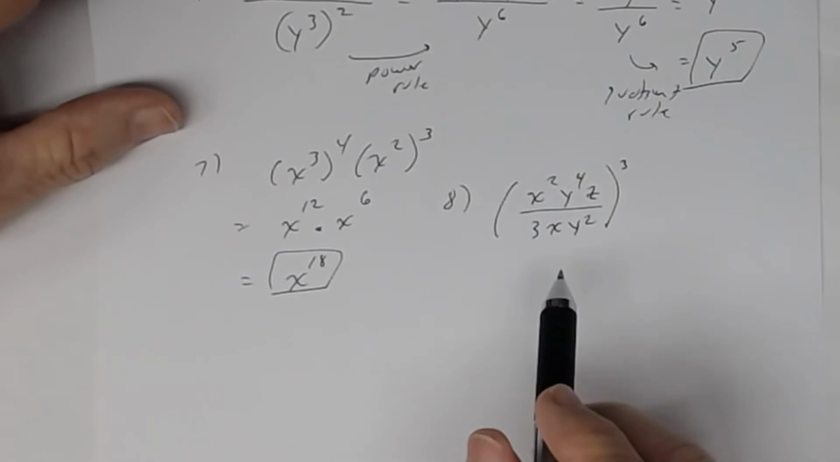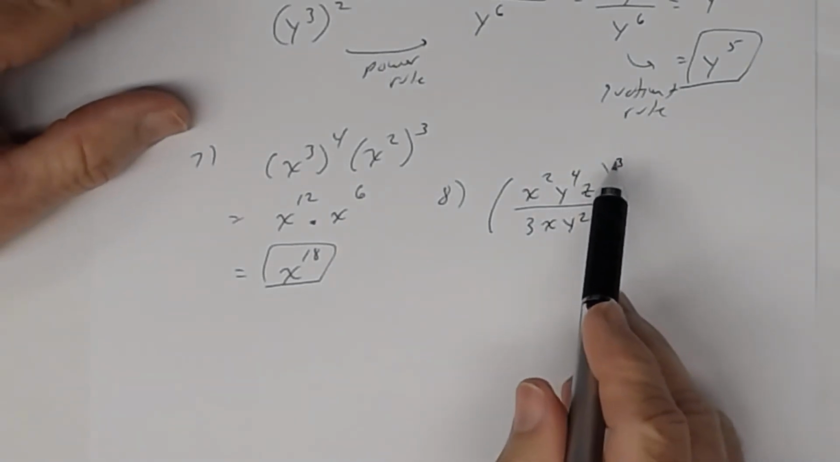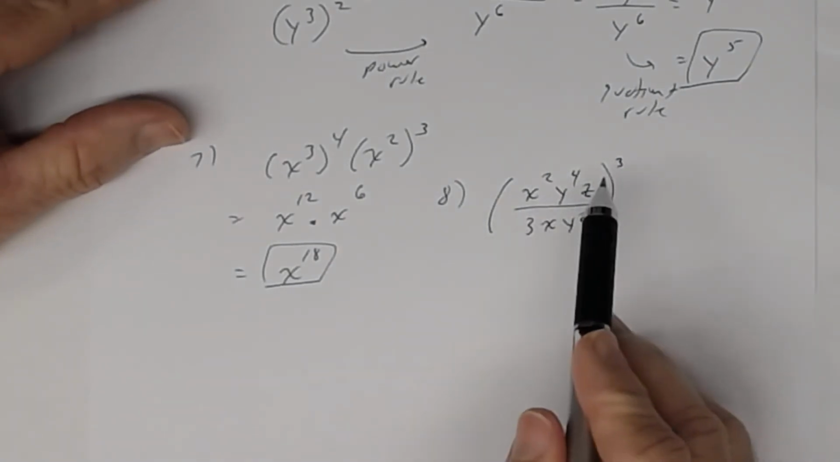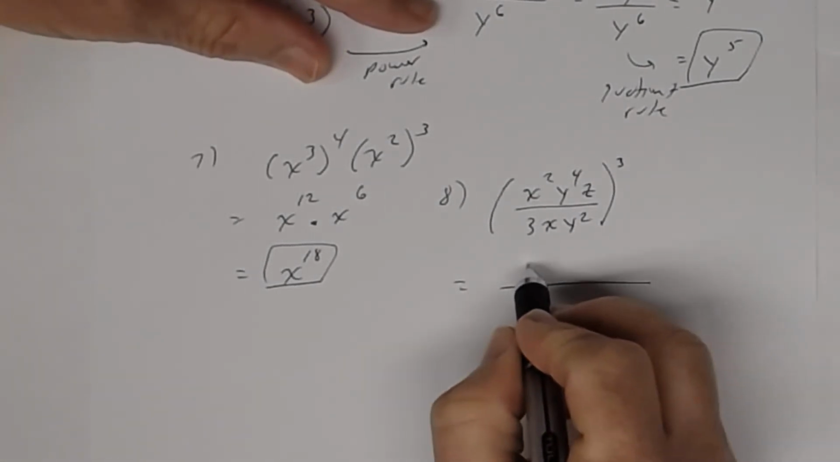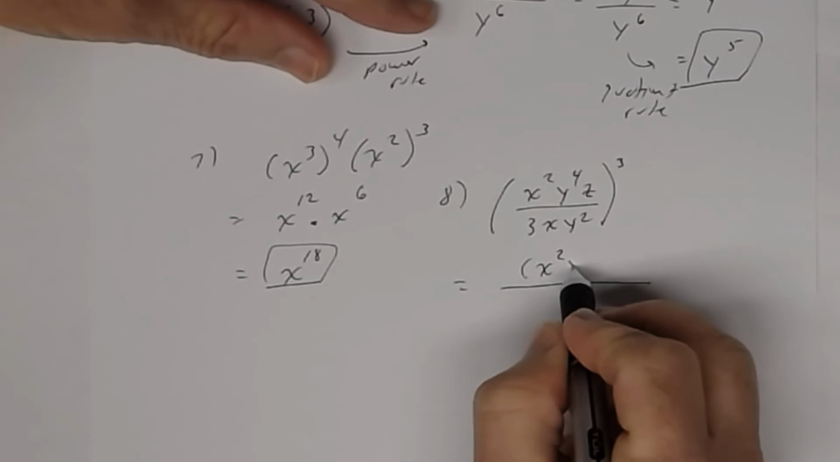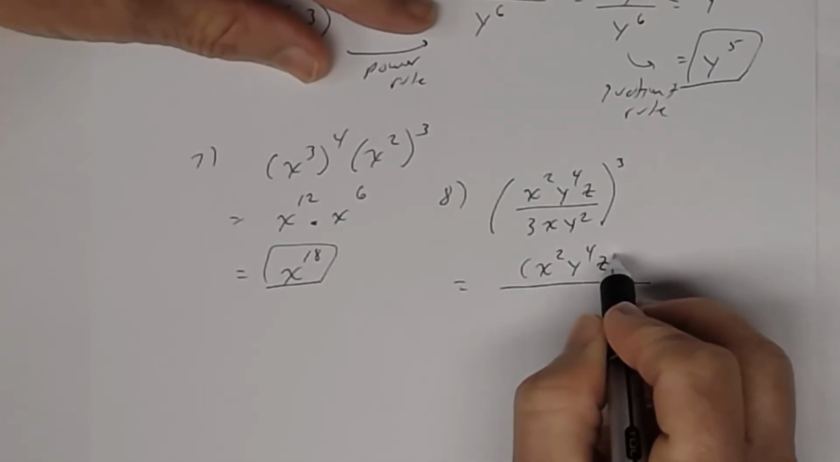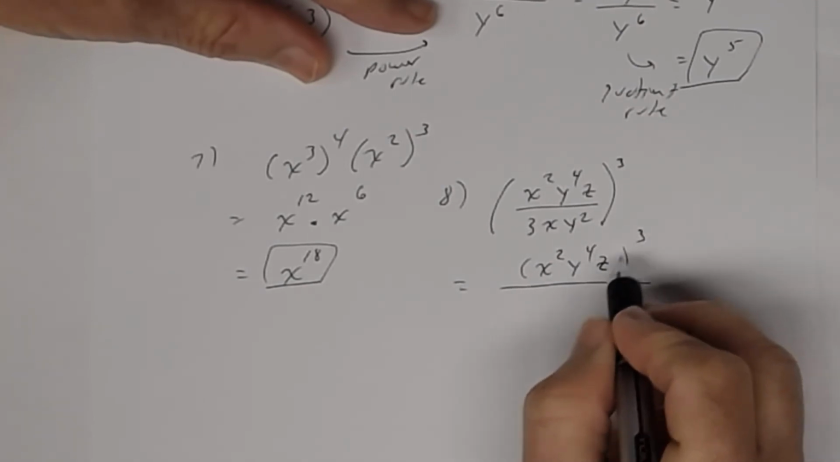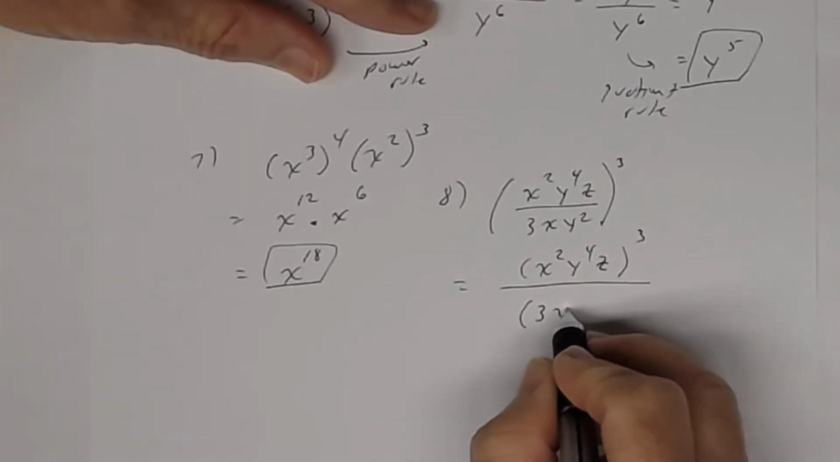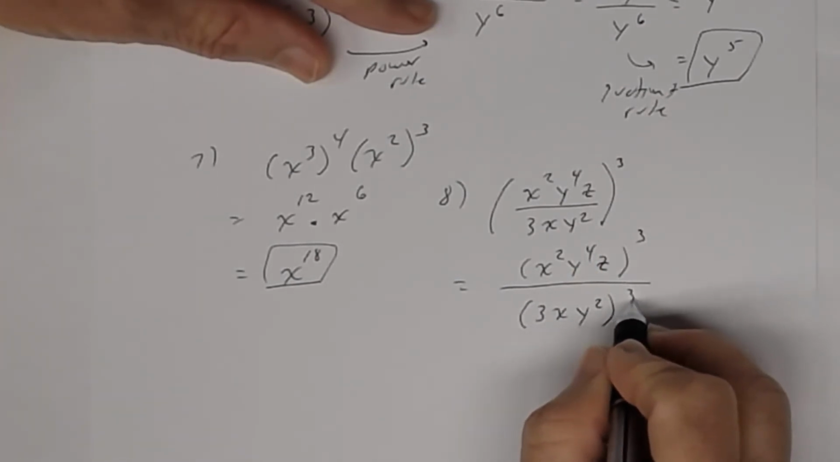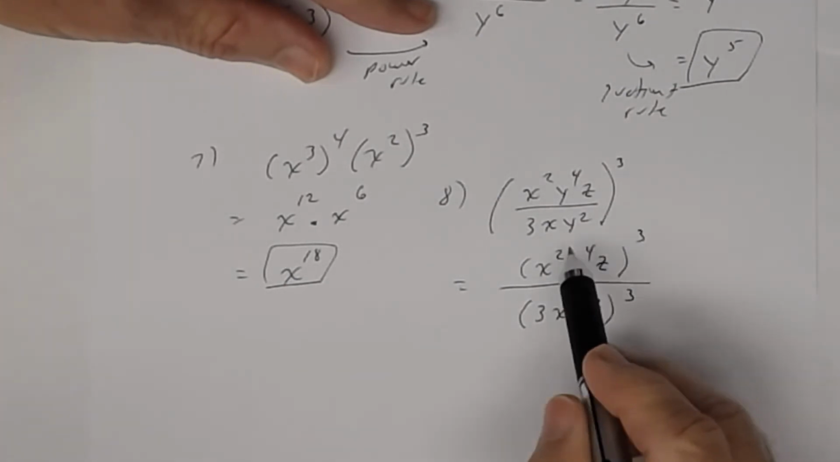Just think about all the stuff you've learned. So notice I have the power of a quotient. So let's deal with that first, this power of a quotient. So I can rewrite this as the numerator, x squared y to the 4th z to the 1st power, raised to the 3rd power, and the denominator, same thing. The denominator, 3x y squared raised to the 3rd. All right, so power of a quotient.